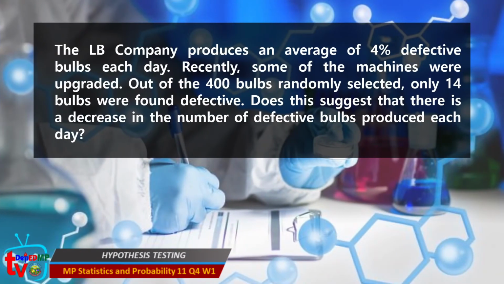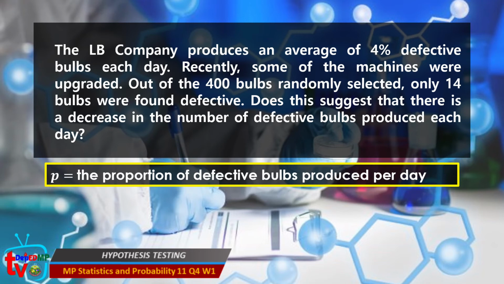Example number 2. The LB company produces an average of 4% defective bulbs each day. Recently, some of the machines were upgraded. Out of the 400 bulbs randomly selected, only 14 bulbs were found defective. Does this suggest that there is a decrease in the number of defective bulbs produced each day? For this situation, it shows the proportion of defective bulbs. Therefore, the parameter is the proportion of defective bulbs produced per day.